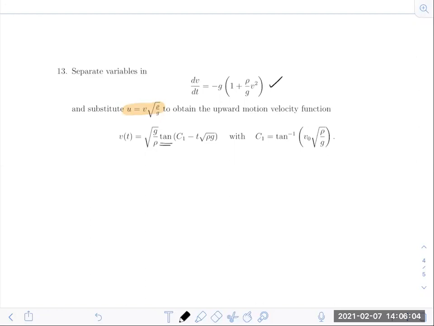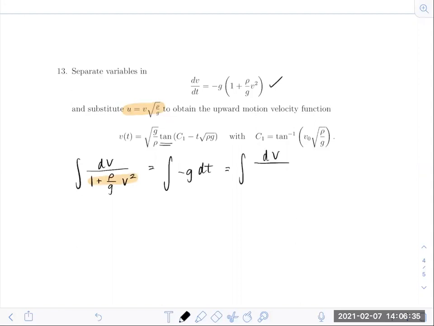So that tangent inverse is going to pop out due to that. So let's go ahead and separate variables. I'm going to kick all of the v's over to the left-hand side. So we have our dv on top, and we have our 1 plus rho over g v squared. And on the right, we just have negative g dt. Now I'm going to take this denominator and I'm going to rewrite it so that it looks more like a tangent inverse integral.